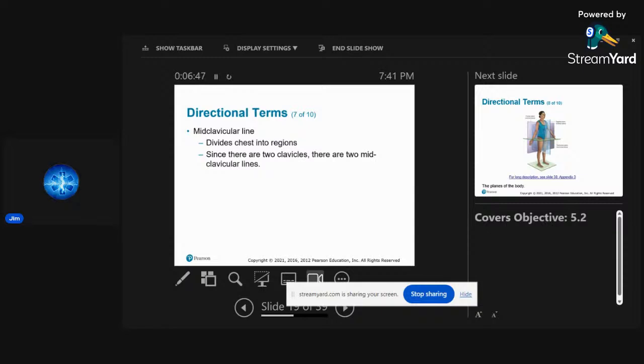Mid-clavicle line divides the chest into regions. It's right in the center of the clavicle bone. Since there are two clavicles, there are two mid-clavicle lines. You got a right and left mid-clavicle line.